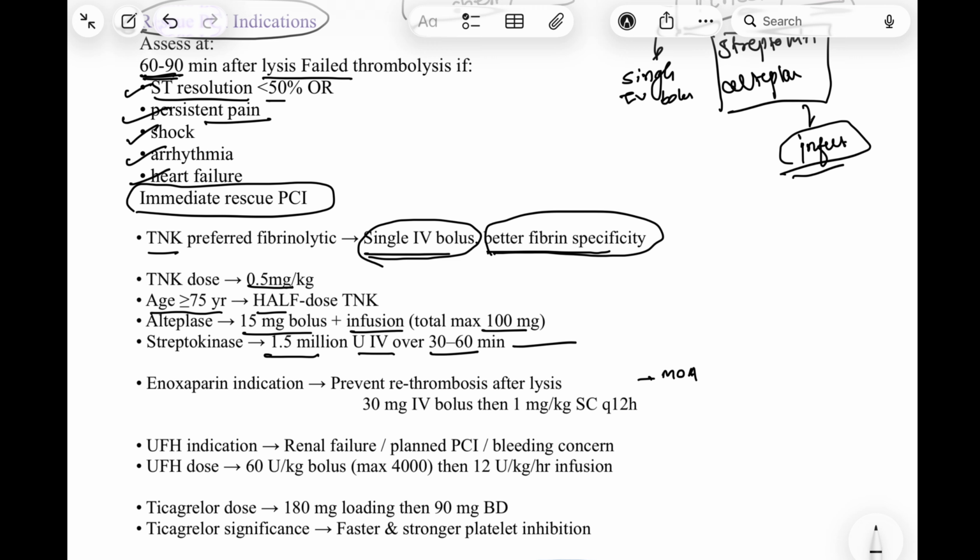Previously, we used to use this streptokinase and it was fairly good, but the chance of bleeding is increased with this agent. There are a few chances of anaphylaxis as well, right? So nowadays we don't prefer streptokinase, but still in a few remote areas the doctors prefer it because it has better availability and lower cost, right?